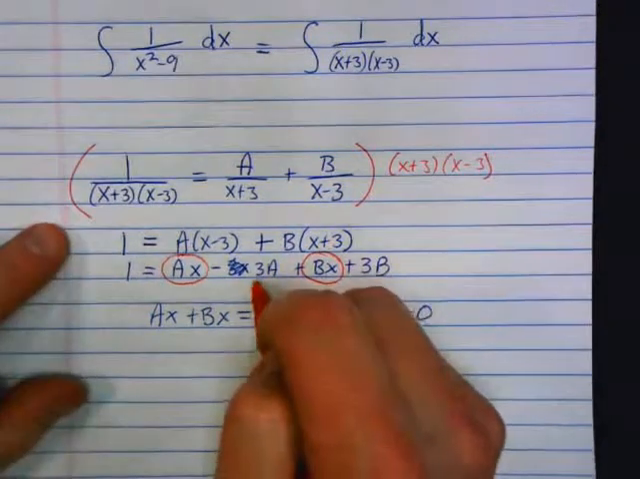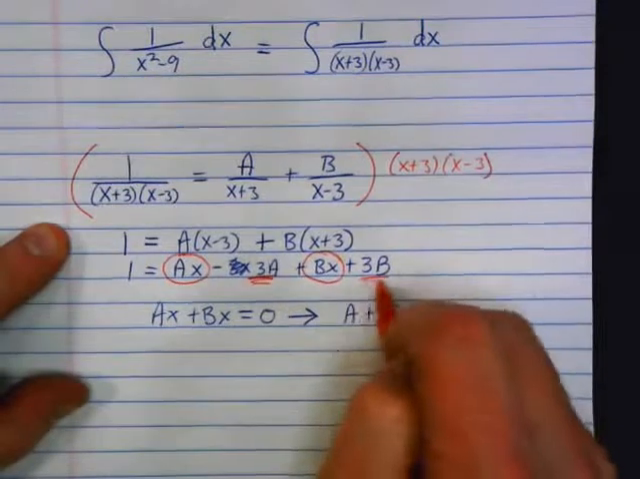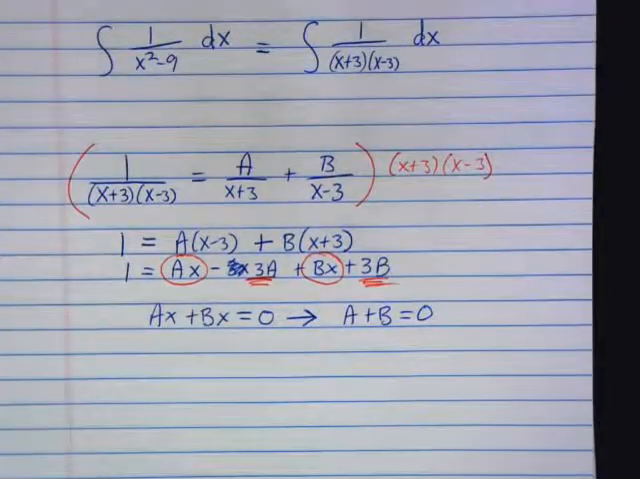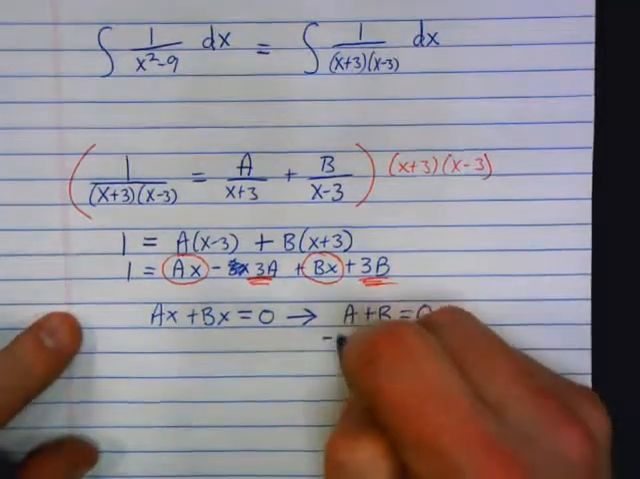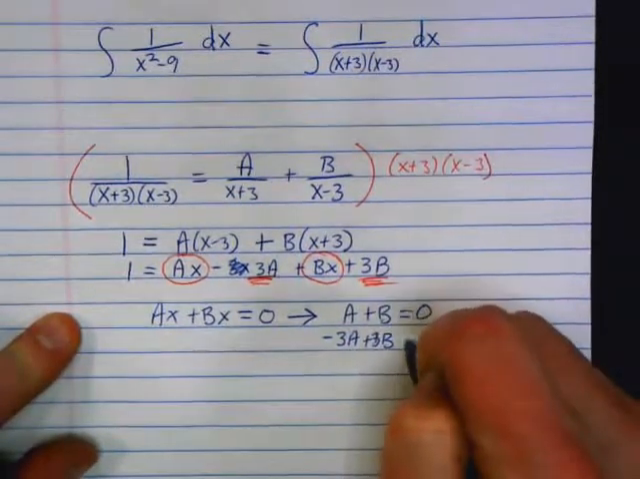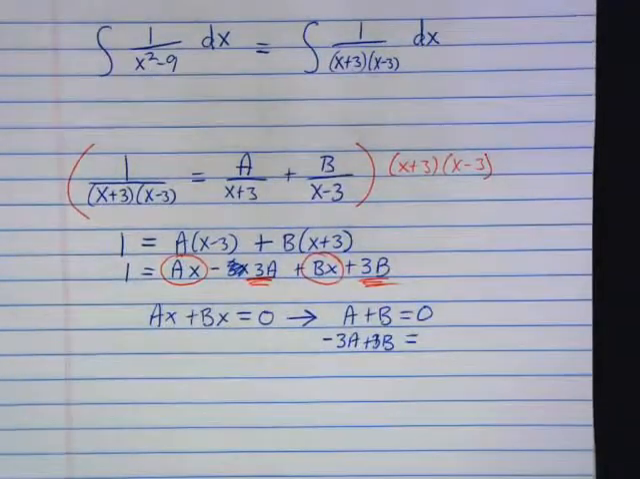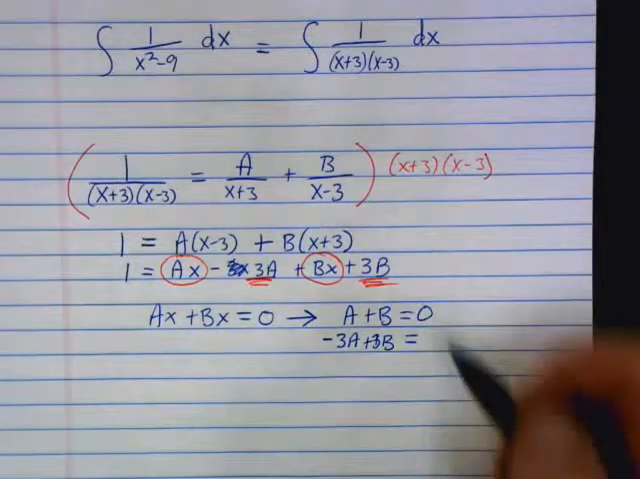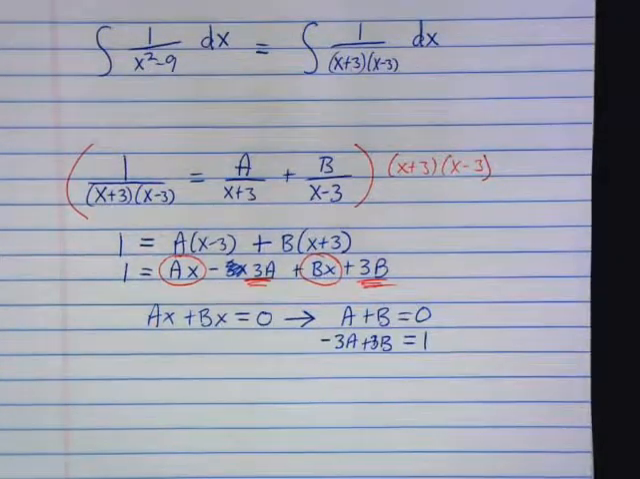The other thing that has to happen is all the numbers on the right-hand side have to add up to all the numbers on the left-hand side. The numbers on the right-hand side are negative 3a plus 3b. That has to add up to the numbers on the left-hand side. The numbers on the left-hand side are 1. So notice what I end up with: a system of equations, 2 equations, 2 variables.